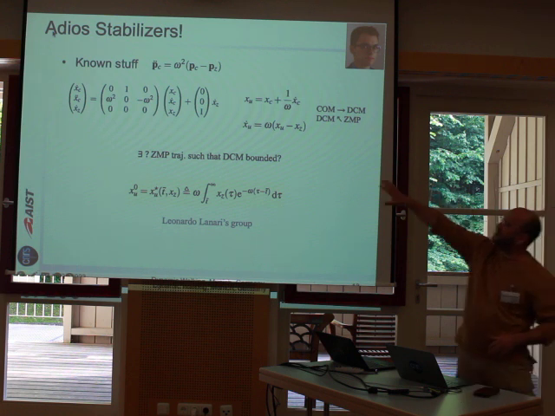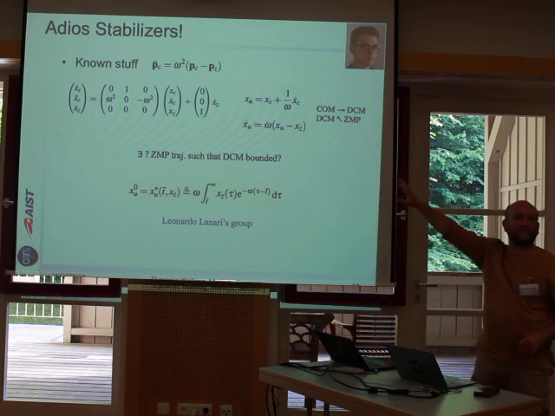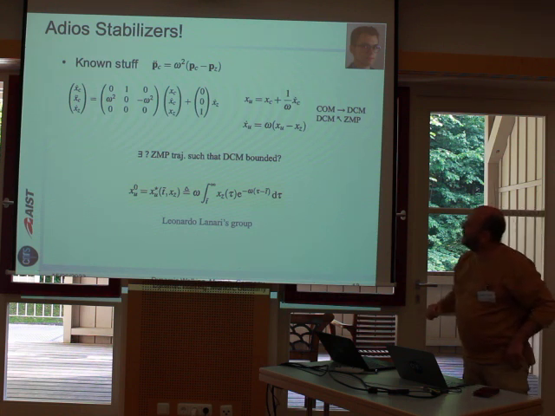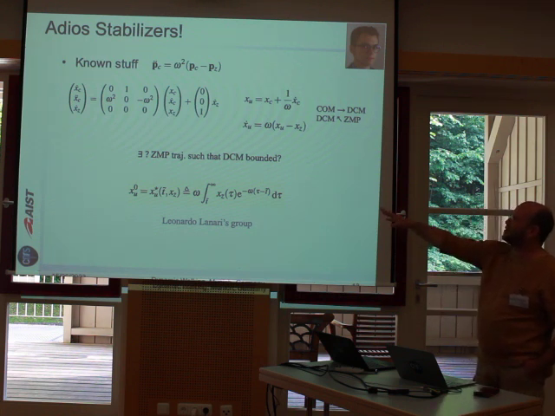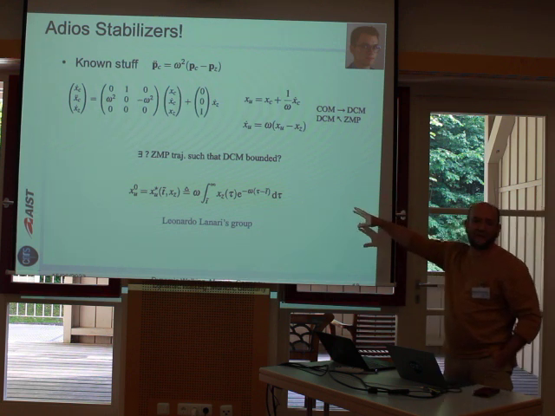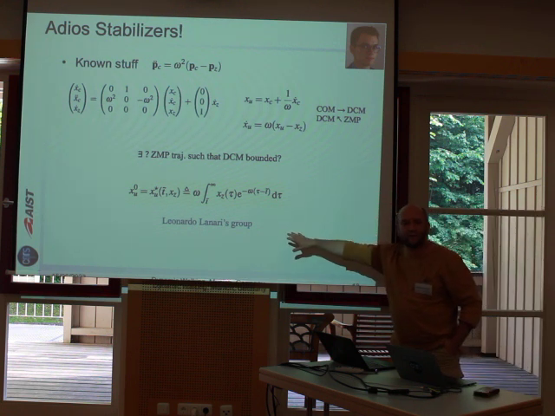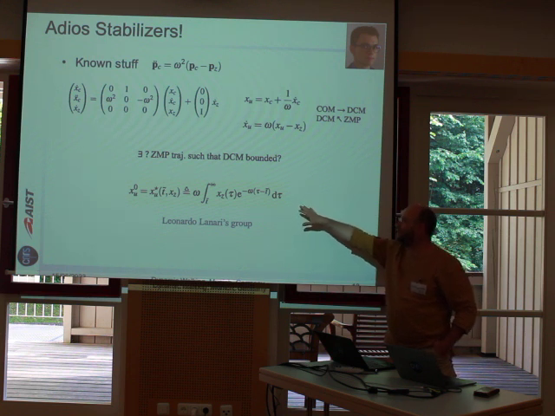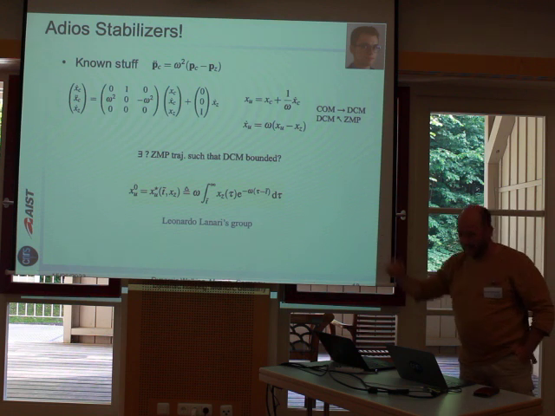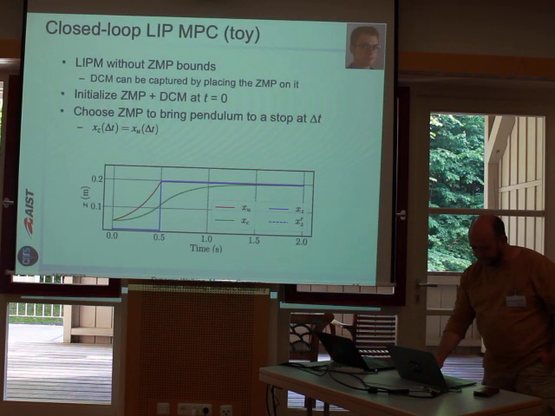Simply saying this is known stuff. Okay, we have an inverted linear model. With this change of variable, when the COM converges to the DCM, you know the DCM will derive from the ZMP. And of course, the question was, is there a trajectory such that the ZMP, so that the DCM is bounded? And with Lanari's group, we have come up with this intrinsic stability formula that we are using. Okay, we are using it on top of this to build what we want.